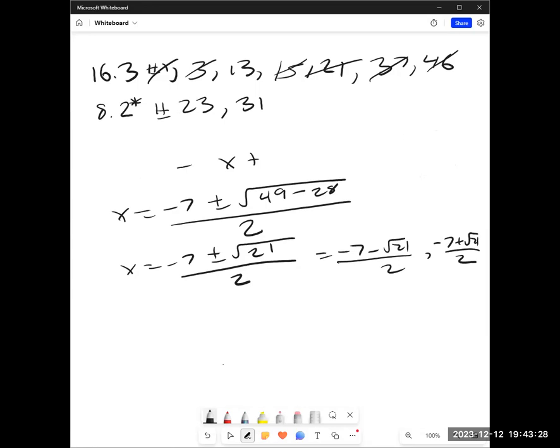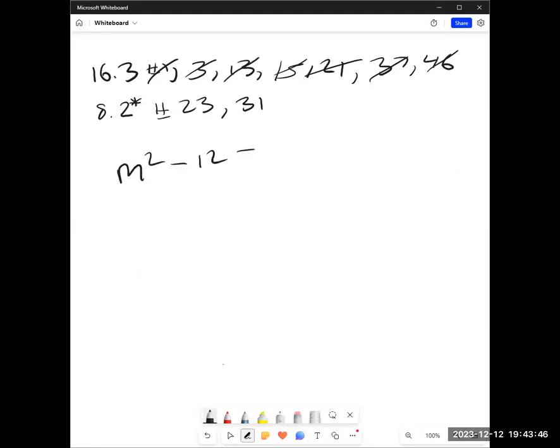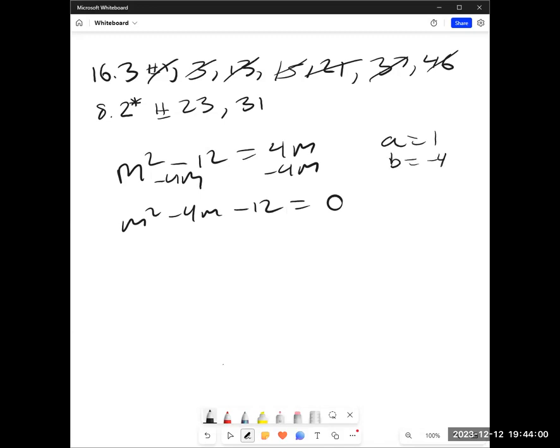So far, everything's been pretty consistent on the type of problem that it is. Let's look at one that's like number 13 now. M squared minus 12 equals 4m. So we're going to have to subtract 4m from both sides to get everything on the same side to get started. Get that set equal to 0. A is 1, B is -4, and C is -12.